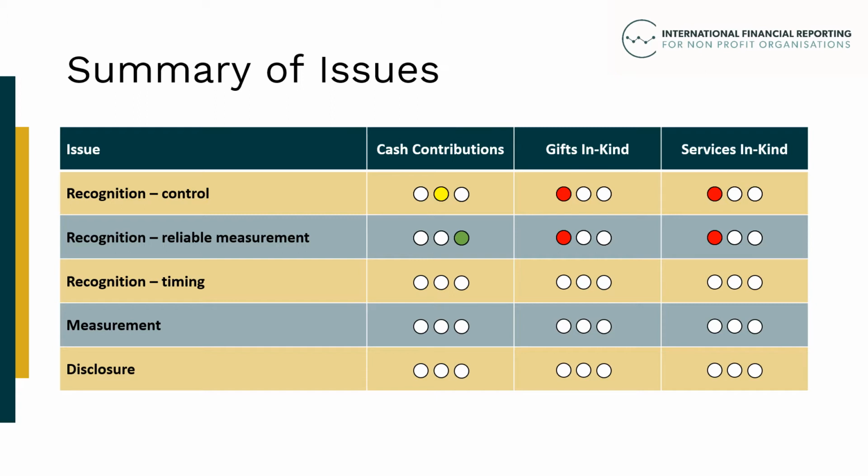Once an organisation has confirmed it controls the donation and can measure its value reliably, the question of when to recognise revenue arises. This can depend on any conditions or restrictions imposed by the donor. This can be highly significant for cash contributions and is also significant for gifts in kind and services in kind. Measurement issues do not just affect recognition. Again, measuring cash contributions is generally straightforward, but the issues can be highly significant for gifts and services in kind. Finally, ensuring sufficient information is provided to meet stakeholders' needs will be a highly significant issue for all non-exchange revenue.